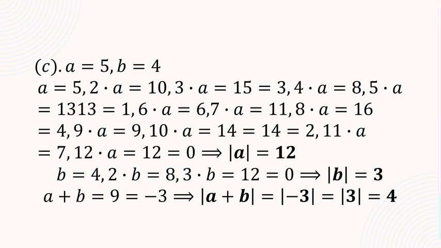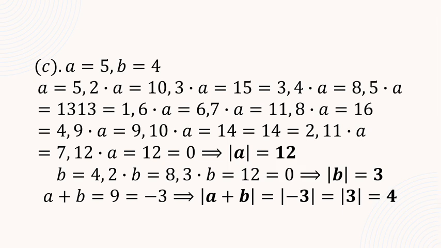For the letter C, A equals 5, B equals 4. 2 times A equals 10, 3 times A equals 15, equals 3, 4 times A equals 8, 5 times A equals 13, equals 1, 6 times A equals 6, 7 times A equals 11, 8 times A equals 16, equals 4, 9 times A equals 9, 10 times A equals 14, equals 2, 11 times A equals 7, 12 times A equals 12, equals 0. Therefore, the absolute A is equal to 12.